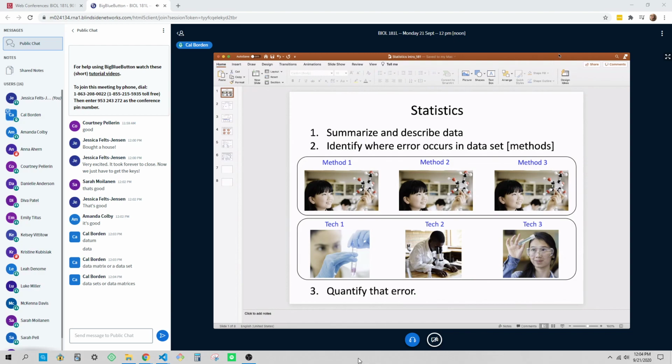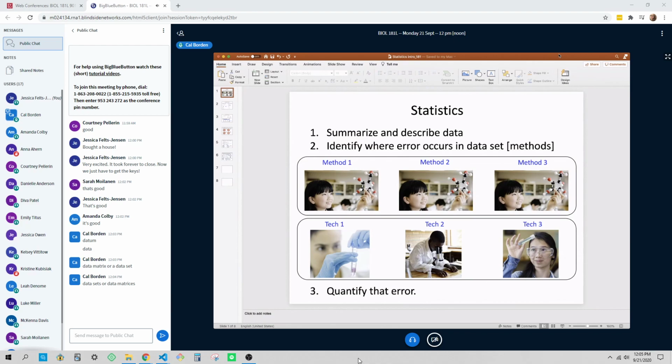Sometimes it will tell us how spread out the data points are relative to each other. Sometimes the statistic will tell us how much error there is from the actual or true value. Okay, so they can describe all kinds of elements about your data matrix. The other thing that we're going to use statistics for is the whole goal of stats is to tell you where the error is in your experimental design and to quantify the error.